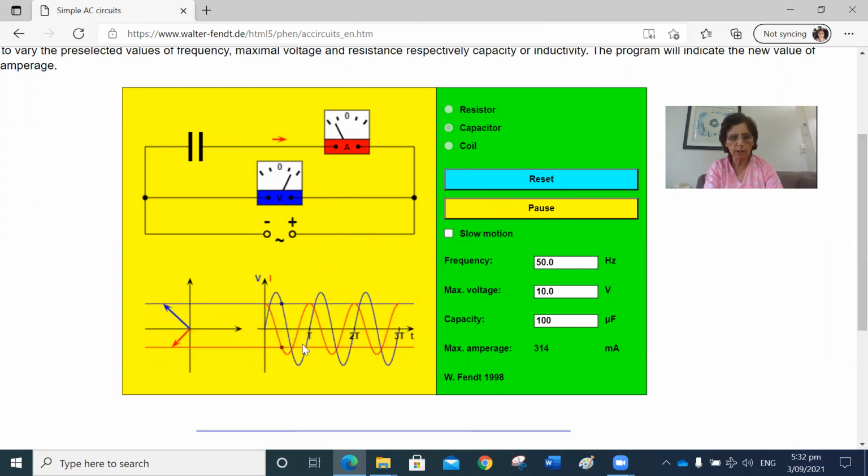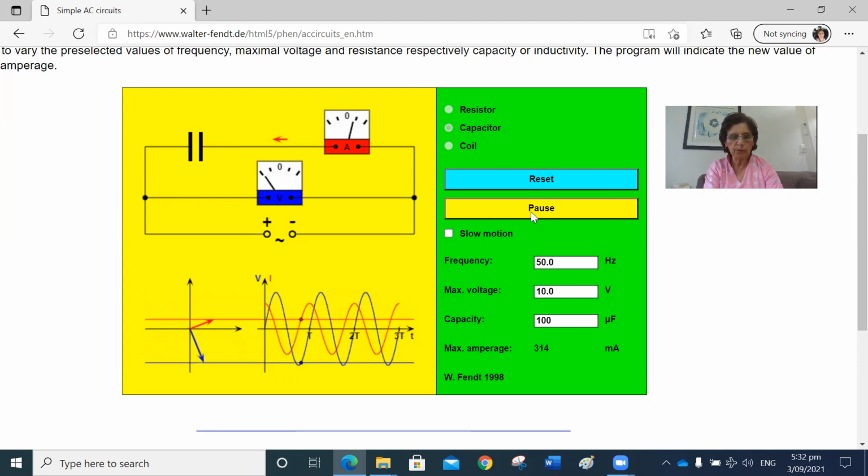These stars over here are showing the voltage and current values at different points in time. So if we look carefully, the red one is the current, and the blue graph is the voltage time graph, and they are not in phase. And it's quite obvious that current is leading, or the voltage across the capacitor is lagging behind by 90 degrees. Phasors also show that.